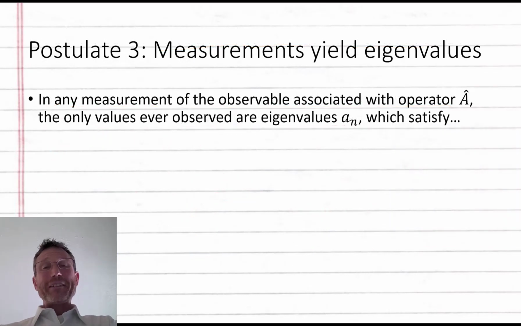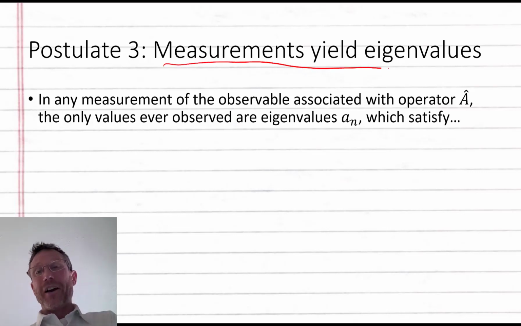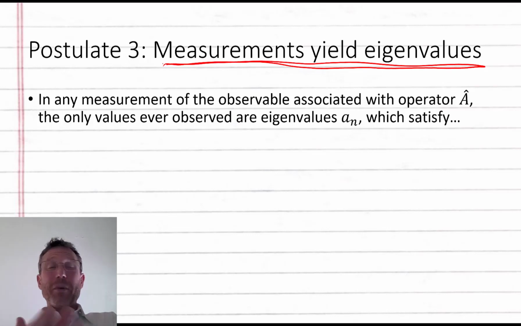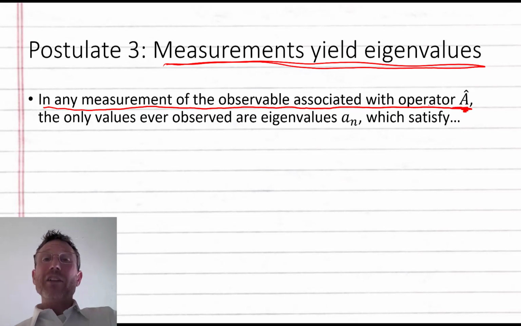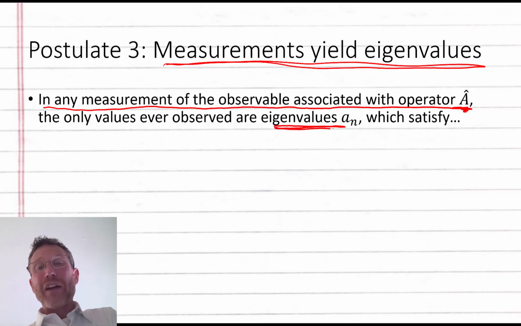So again, we remember that these postulates are formalized statements that provide us with a framework that we can build upon. So postulate 3, I call the measurements yield eigenvalues postulate, but we have to find ways in which we can remember these very simply. But postulate 3 in more detail says that in any measurement of the observable associated with that operator A hat, the only values ever observed are going to be these eigenvalues, right? A sub n, which satisfy the following equation.